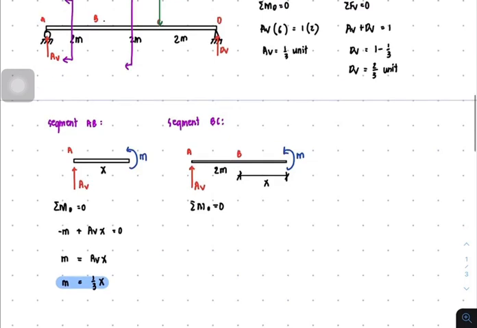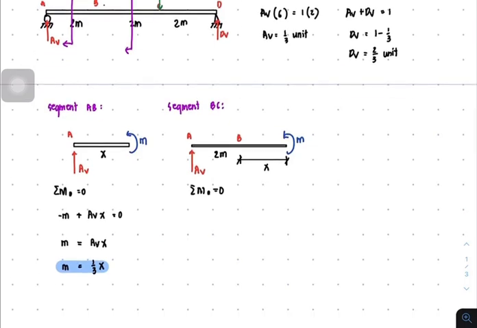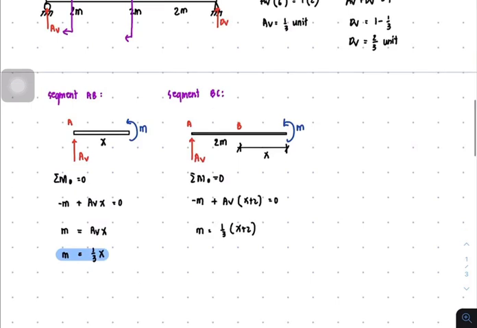Now we're ready to do the summation of moment at the point of cutting equal to 0. So we'll have m, negative m, plus AV times x plus 2 equal to 0. So you will have positive m equal to AV, which is 1/3 times x plus 2. So this is now your equation for segment BC.